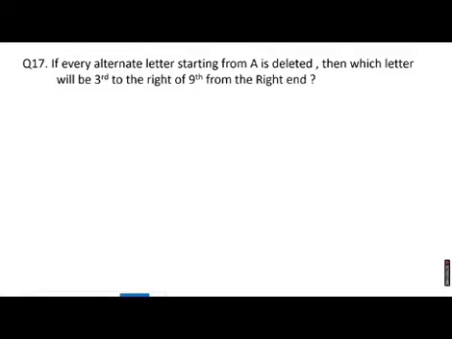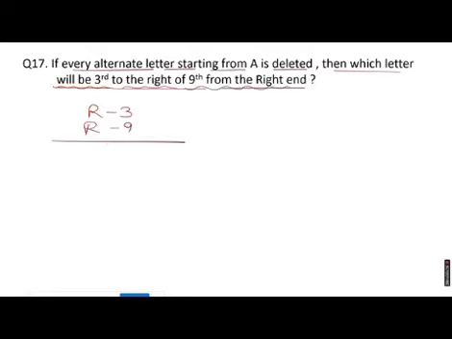Now the next question is: if every alternate letter starting from A is deleted, then which letter will be the third to the right of ninth from the right end? Here it is third to the right and ninth from the right hand. The same directions are given to you, so you have to subtract the values, and the last position given is right, so I am writing it from the right side.